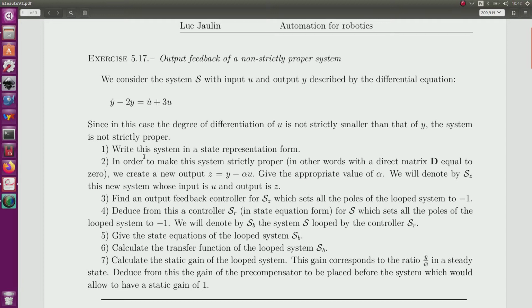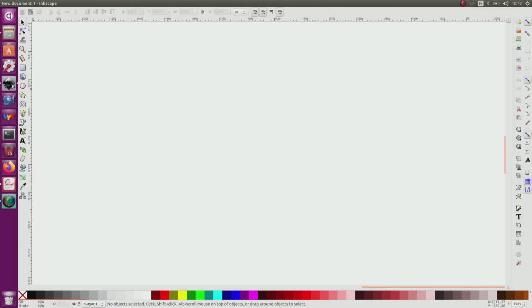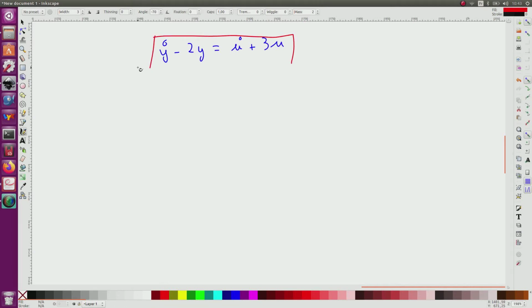The first question is to write the system in a state representation form. There are different possibilities for this. I will consider the system y dot minus 2y equal u dot plus 3u. It is my system where the input is u and the output is y.